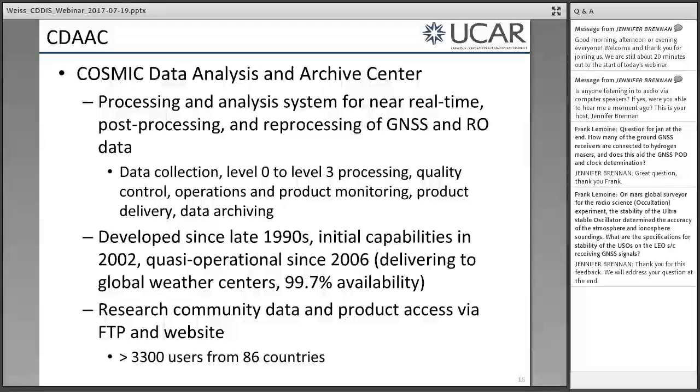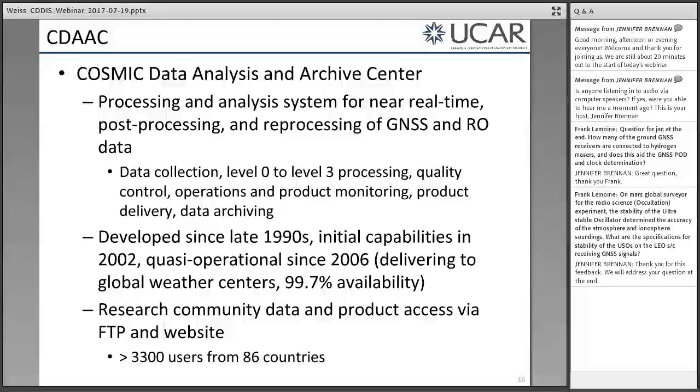And it involves many things, including dealing with data collection and data transfers and ingest, quality control, and those kinds of things. Then level 0 to level 3 processing, so all the way from the raw measurements to sort of gridded products. And many aspects related to this, for example, quality control and operations and product monitoring, delivering products to different customers, as well as data archiving.